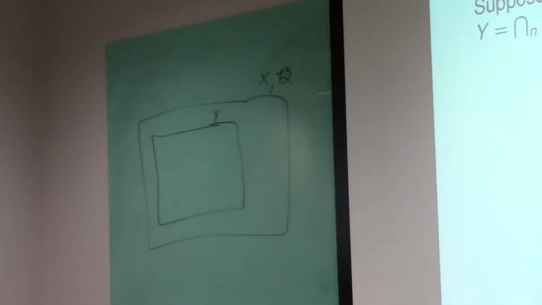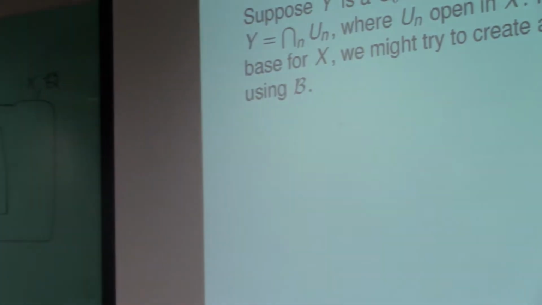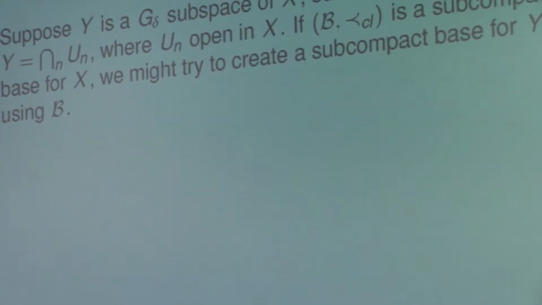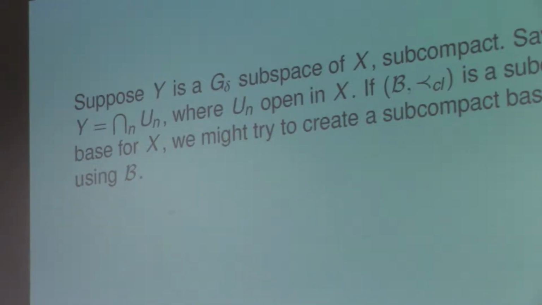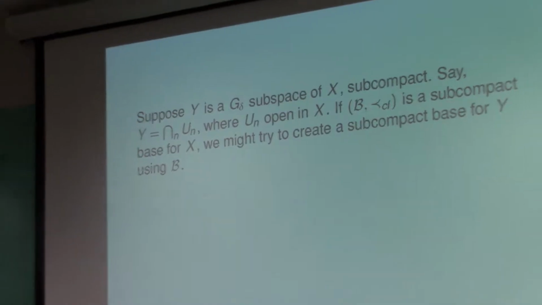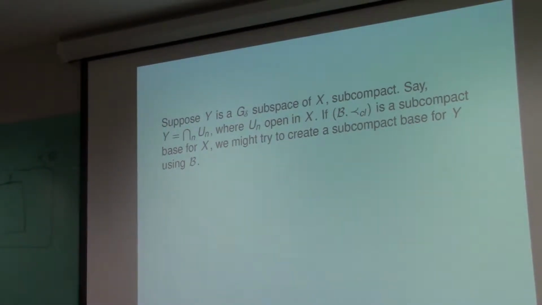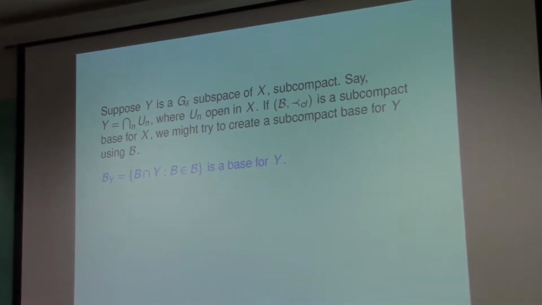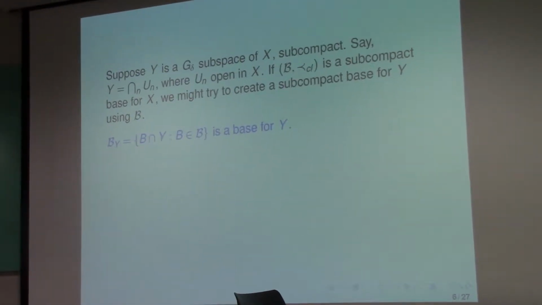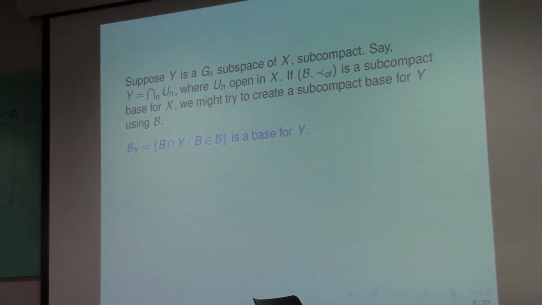Well, I've got to define a subcompact base for Y, and I'd like to use the ingredients I'm given, so I'm probably going to use the subcompact base for X to try and do that. So I fixed the subcompact base. Remember, B is a collection of open sets, a base for X, such that any closure-directed set has non-empty intersection. The most natural thing to do is to intersect down onto Y, and at least I get a base for Y, so that's a good start.